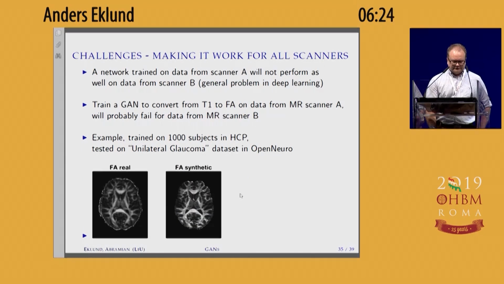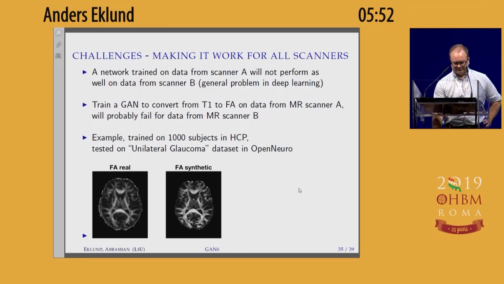So another challenge is that if you train a GAN on data from scanner A and then you try to test it on data from scanner B, it will not perform as well. This is not specific to GANs, but it's a problem in deep learning. To show one example, we trained a GAN on 1,000 subjects in the Human Connectome Project, and then we tried to apply it on a completely different data set. And then it doesn't perform as well as before.